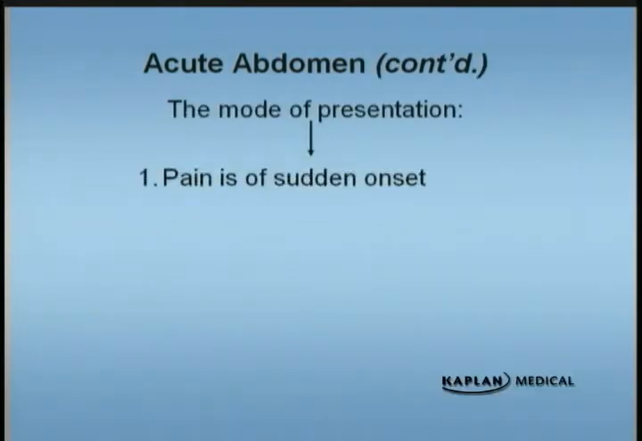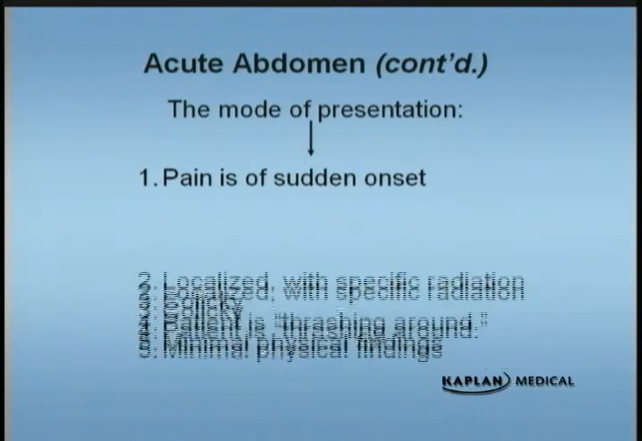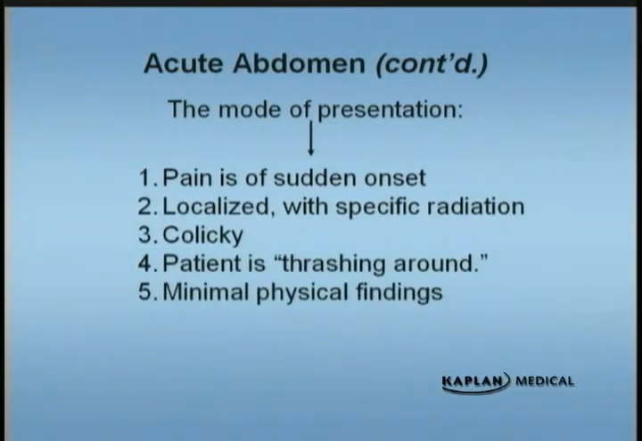Okay, let's have another mode of presentation. If the pain is of sudden onset, but it is localized with specific radiation, it is colicky, the patient is thrashing around, there are minimal physical findings, that's an obstruction. The obstruction that we're talking about is typically either the ureter or the biliary tract.